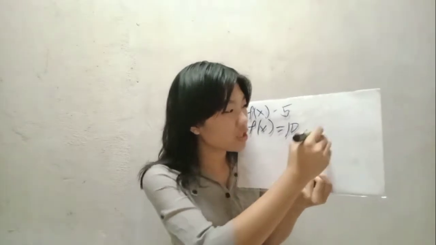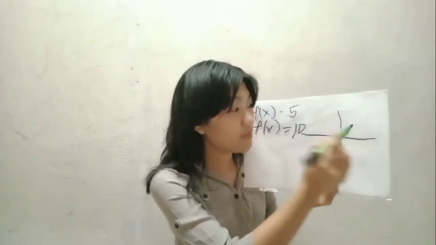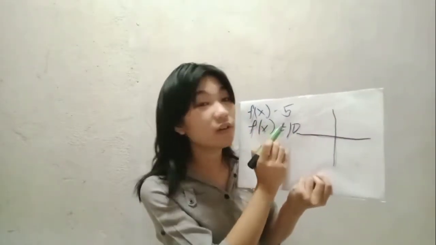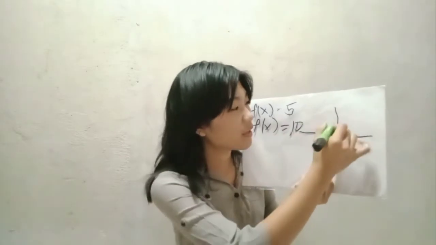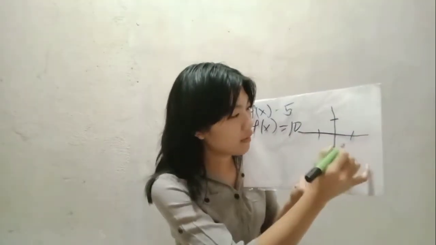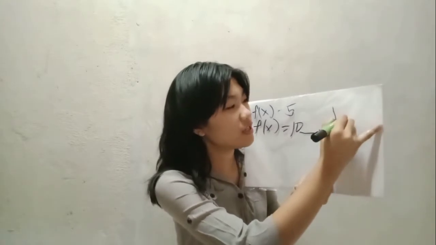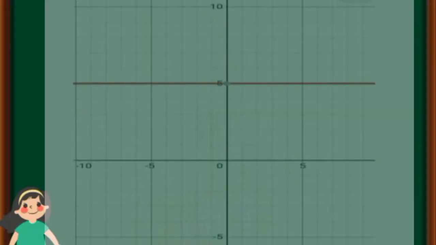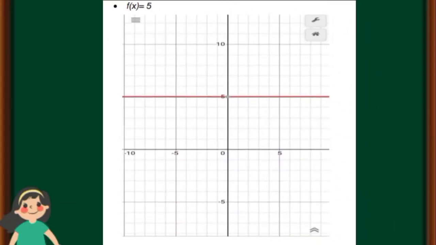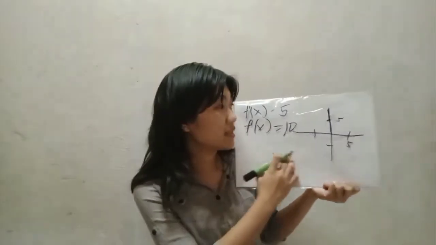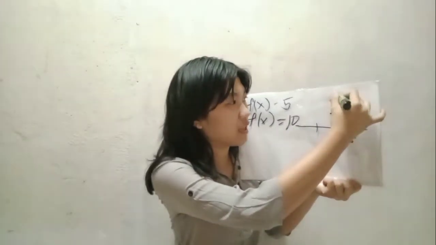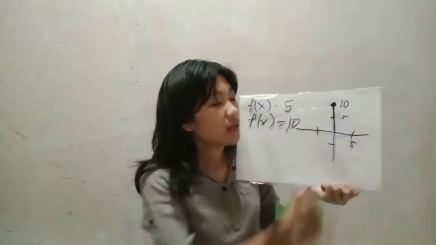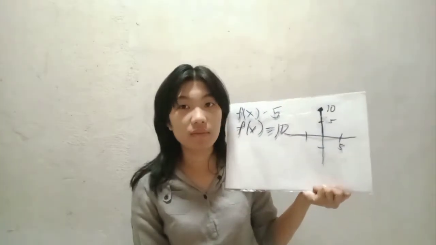When we graph it, imagine that my line is straight. If this f of x equals 5, so here is 5. So it will be here, 0, 5. Then if f of x equals 10, it will be here, 10. That is how to plot a constant function.